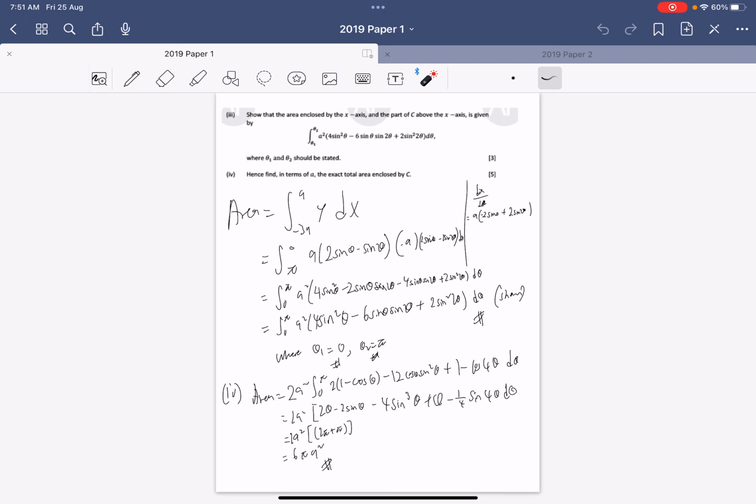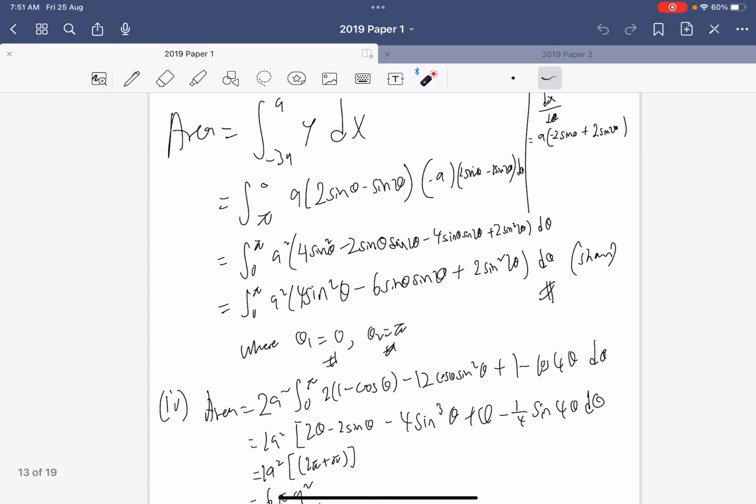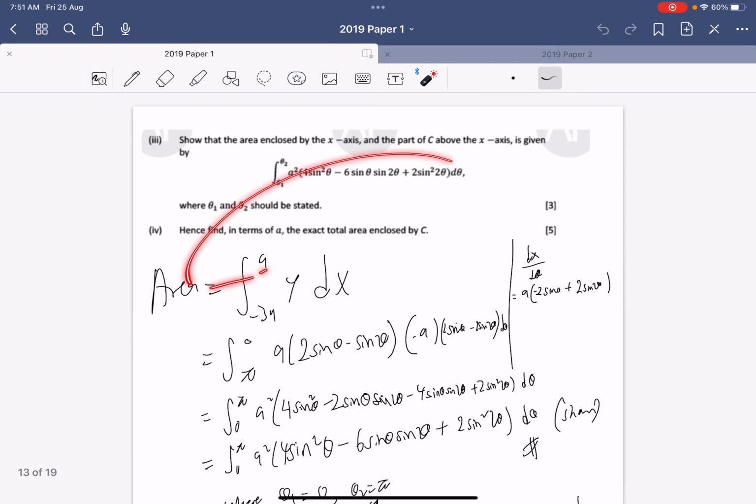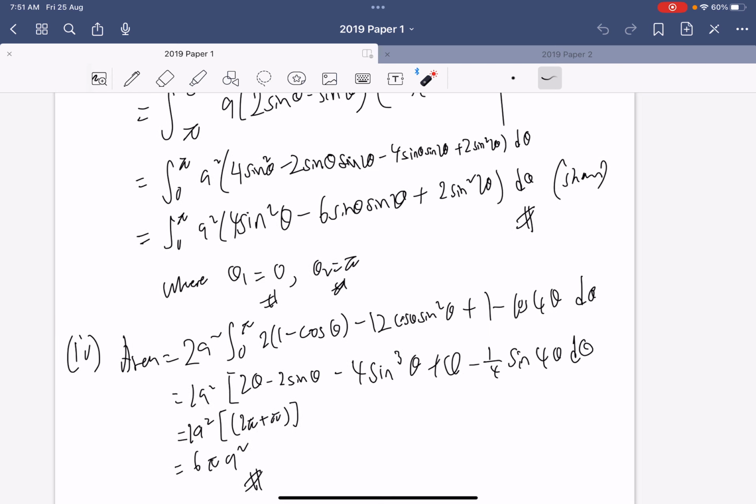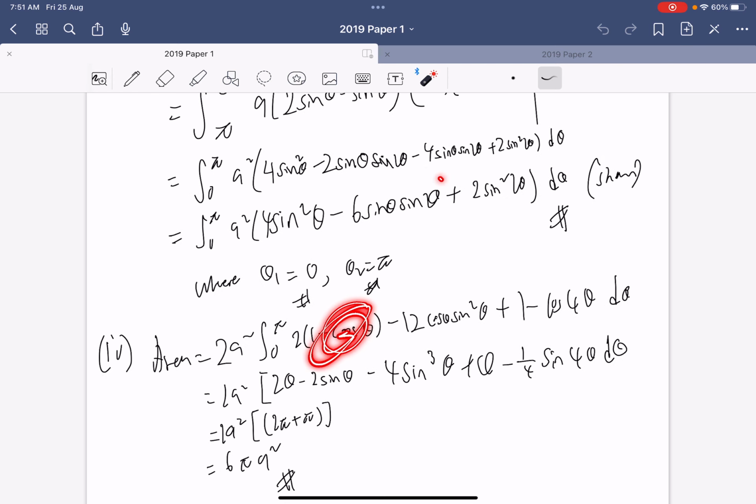And hence, find in terms of a, the total area enclosed by C. So this is just top half of the area. So the total area is 2 times this top half. So you integrate that. And for each of these square terms, you must change it using the double angle formula. And you also apply the double angle formula to sine theta.